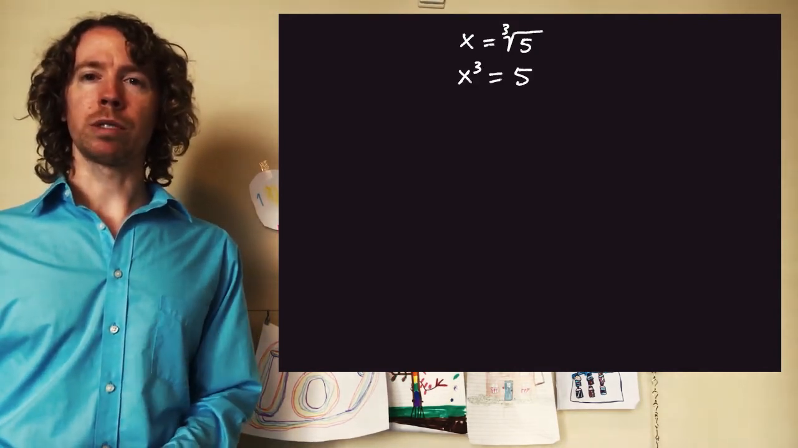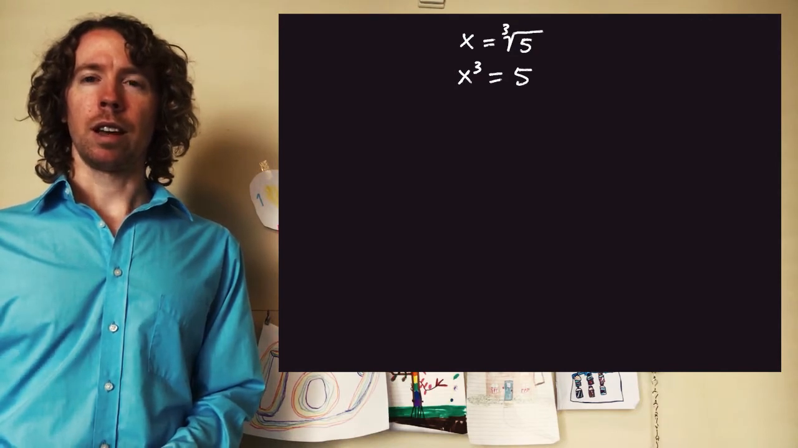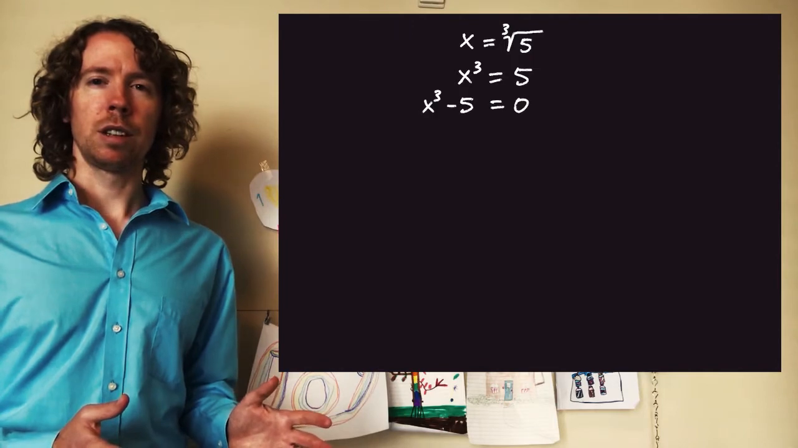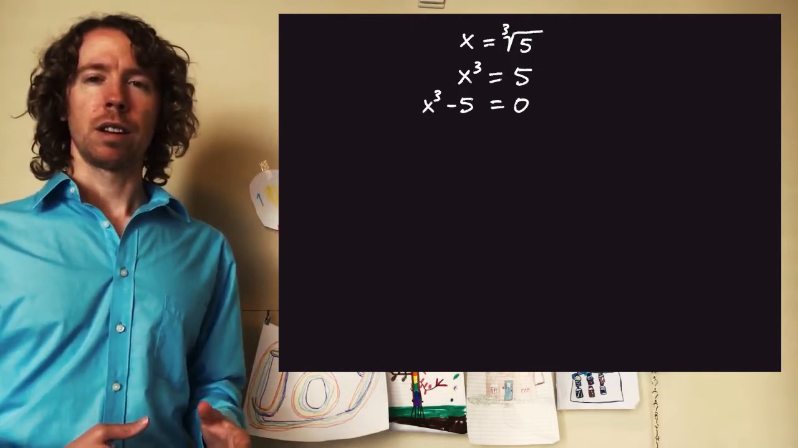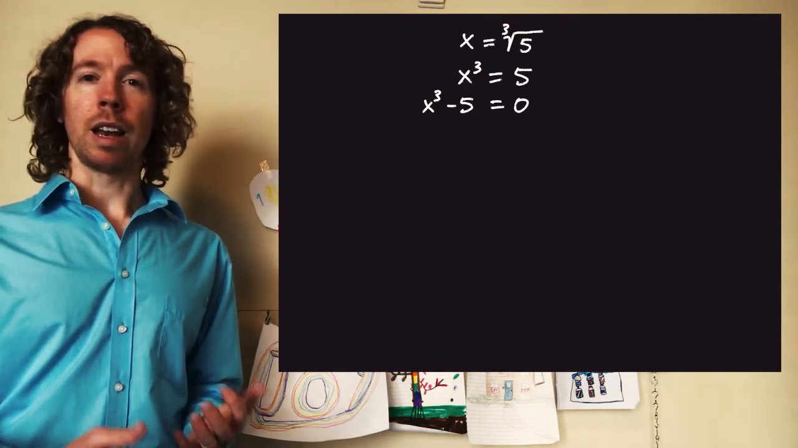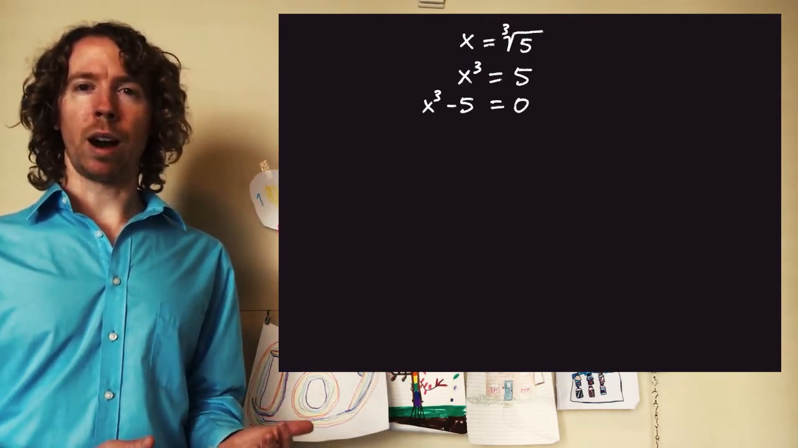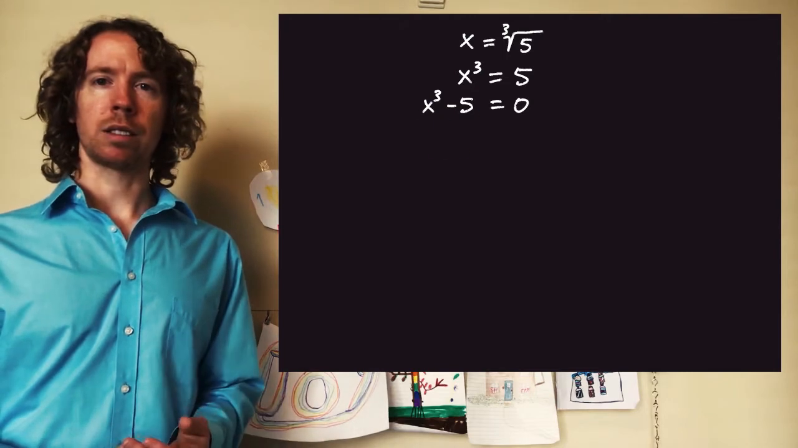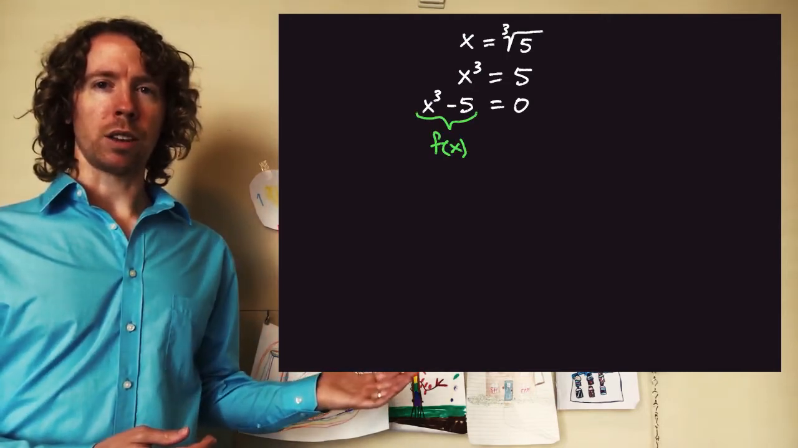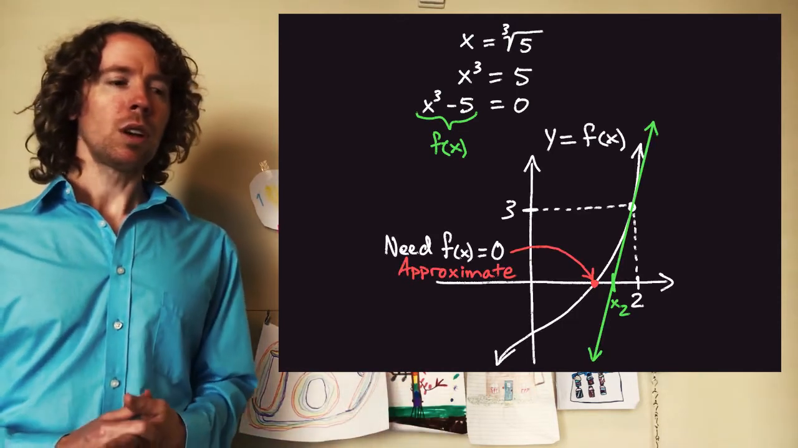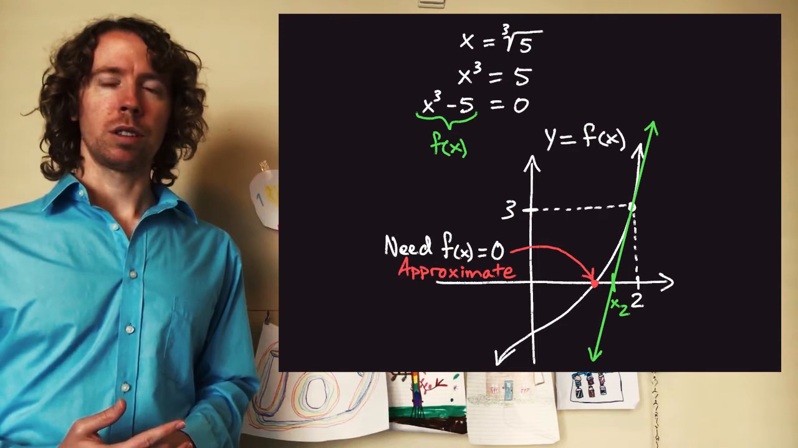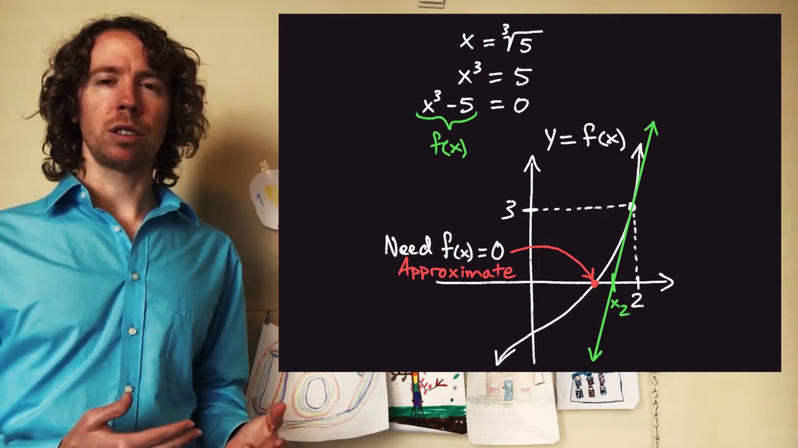So x cubed equals 5 now, and we want to move everything over to one side of the equation. So let's subtract the 5, and now we have x cubed minus 5 equals 0. And now the x cubed minus 5 we will write down as our function. Let's call it f of x. And we're going to look at the graph from here. We want to get an approximation for the solution, or a solution, to this equation.